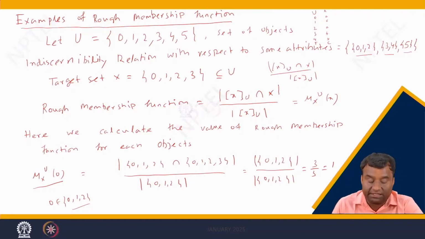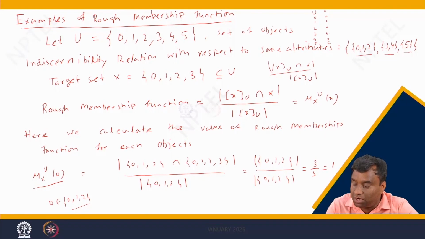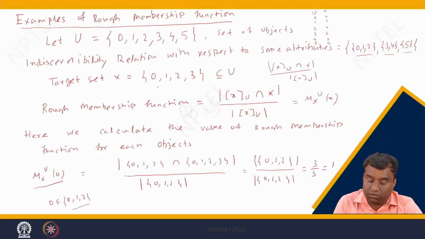So in this example, we will try to understand the rough membership functions. Let U be the set of all objects, which is 0, 1, 2, 3, 4, 5. The indiscernibility relation with respect to some attributes is such that 0, 1, 2 have the same value A, 3 and 4 have the same value B, and 5 has a different value C. So the target set X is equal to {0, 1, 2, 3}, which is a subset of the set U. We need to find the rough membership functions of these objects.